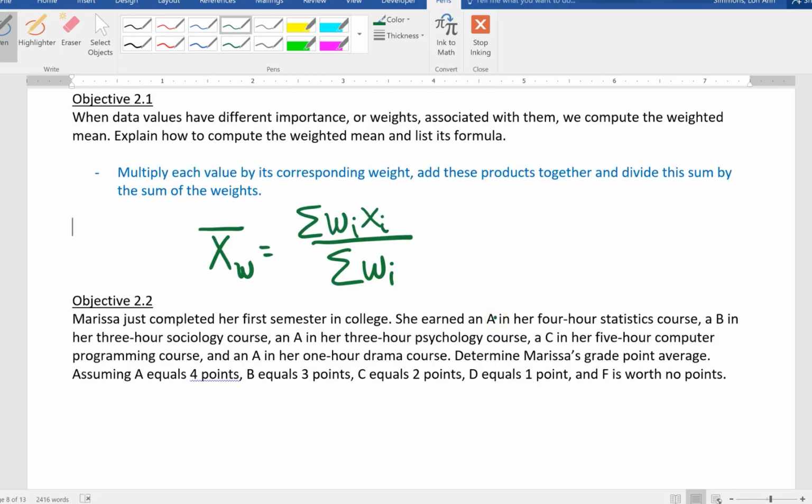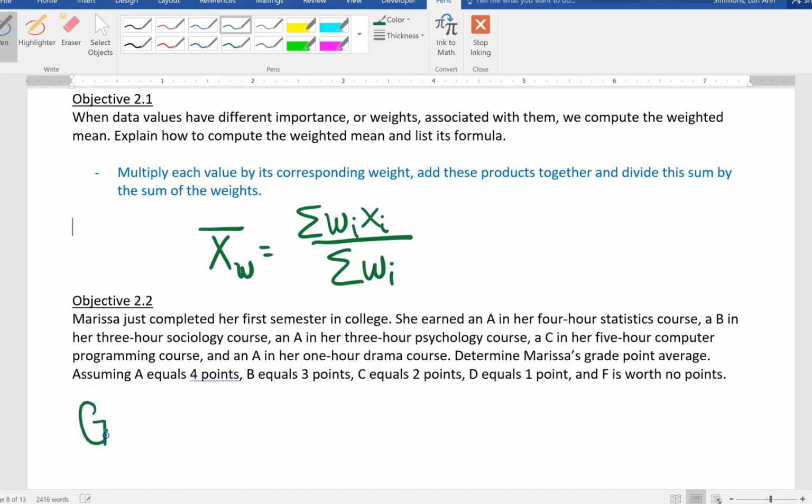So let's work on an example. Marissa just completed her first semester in college. She earned an A in her 4-hour stats class, a B in her 3-hour sociology course, an A in her 3-hour psych course, a C in her 5-hour computer programming course, and an A in her 1-hour drama course. Determine Marissa's grade point average, assuming A equals 4 points, B 3, C is equal to 2, D is equal to 1, and F is worth 0 points.